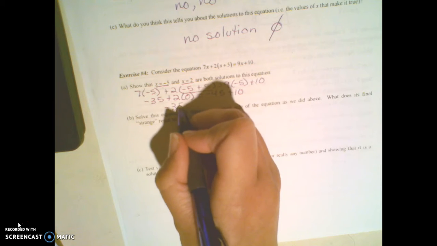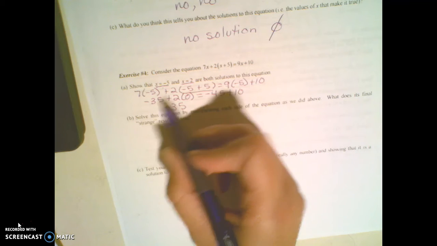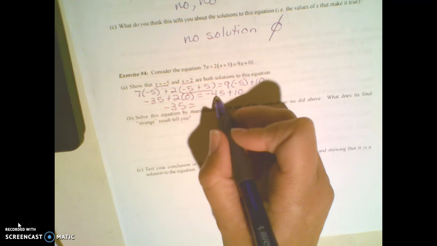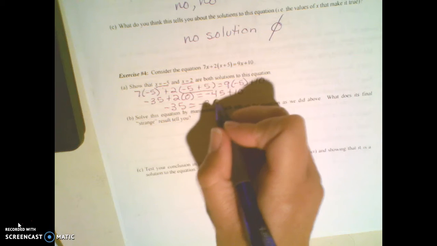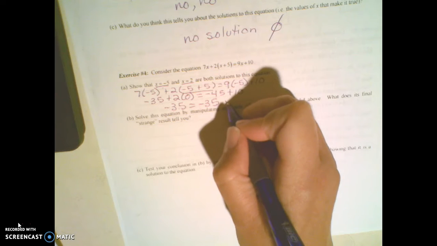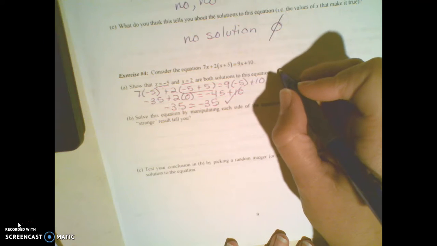This one is negative 35. That's 2 times 0 is 0, plus negative 35, and then negative 45 plus 10 is negative 35. And since I have the same thing on both sides, yep, negative 5 is the solution, it works.